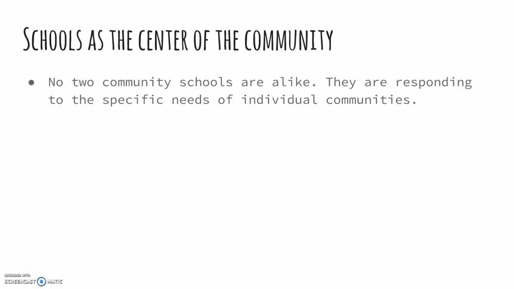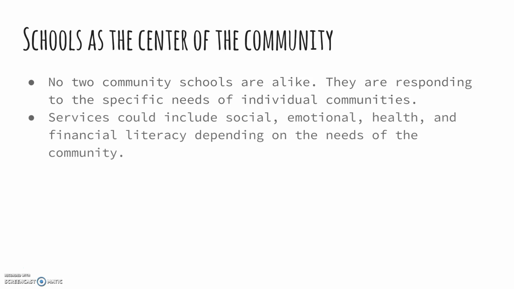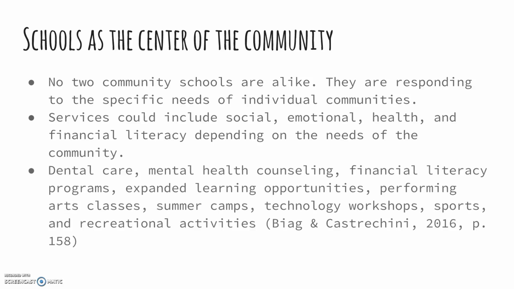So what a community school would do when starting and throughout their process is take stock of what the school needs, what the community needs, and then they respond and provide services based on the individual needs of those communities. Those could be services like social emotional health or financial literacy services. I found all kinds of things all over the country that people are doing in community schools, just a small list: dental care, mental health counseling, financial literacy, expanded learning opportunities was a big one, especially after school and summer, performing arts classes, summer camps, technology workshops, sports, and other recreational activities.